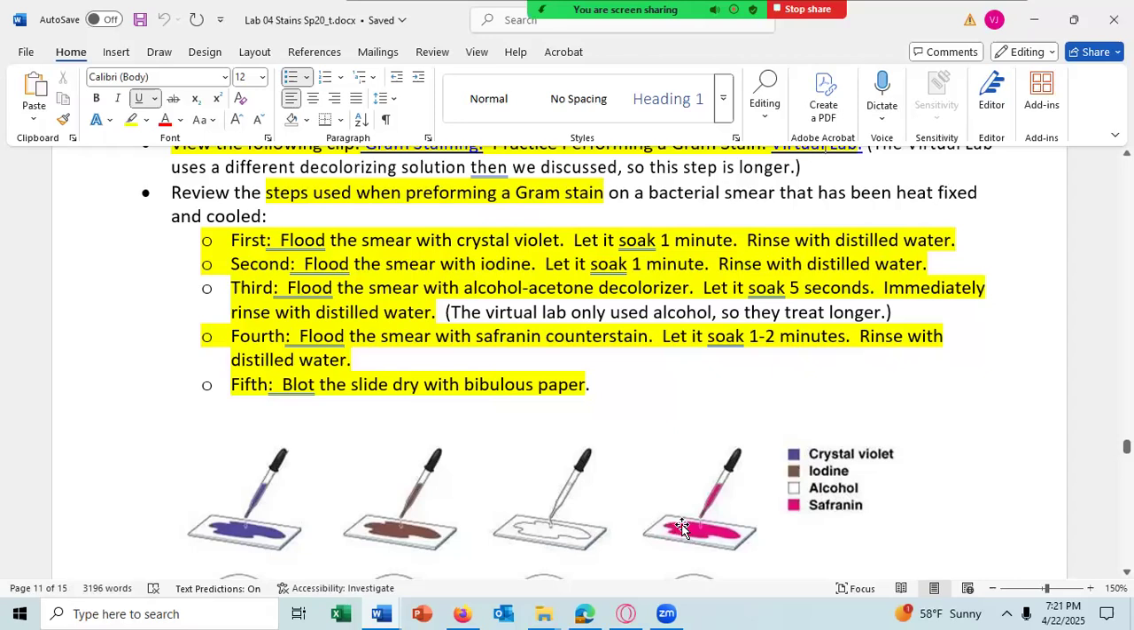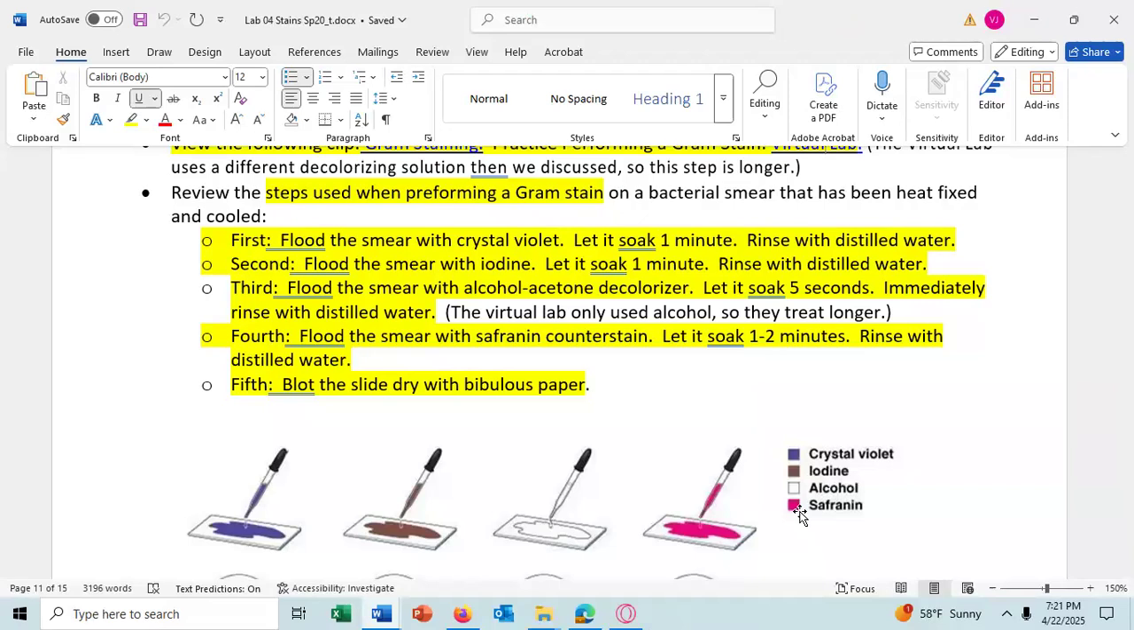And then you add the safranin in for 1 minute. And then you pour it off and then wash the slides with water. And then you blot dry the slide. So you have bibulous paper. You rip out a sheet. And then blot it down. I don't know if you can see this. Hopefully you can. Blot it down.